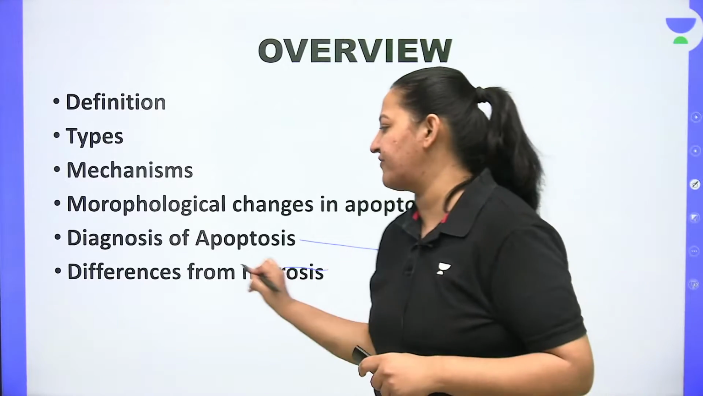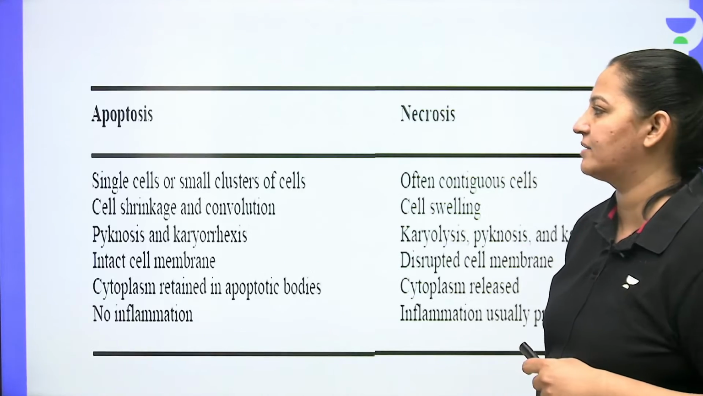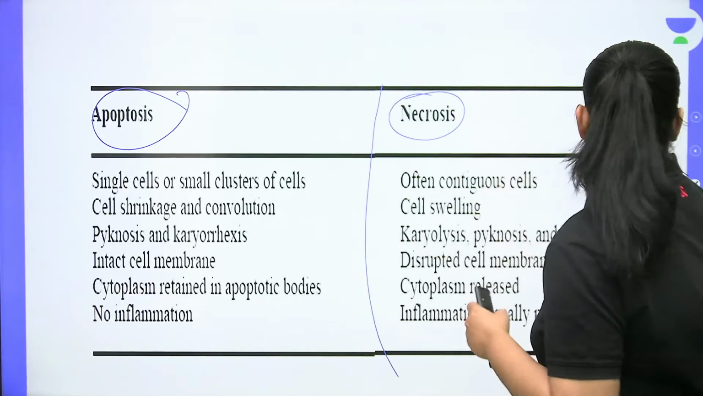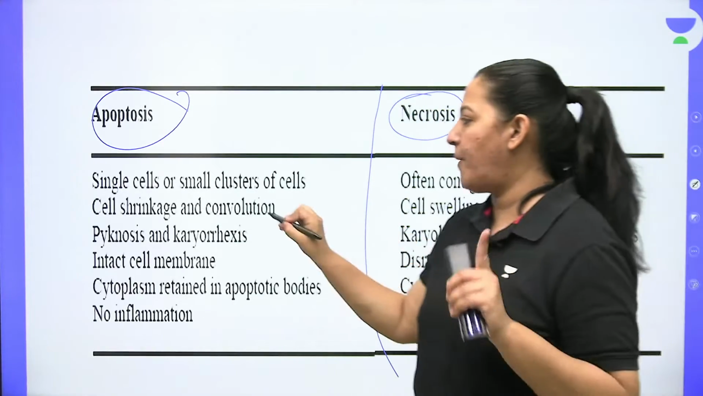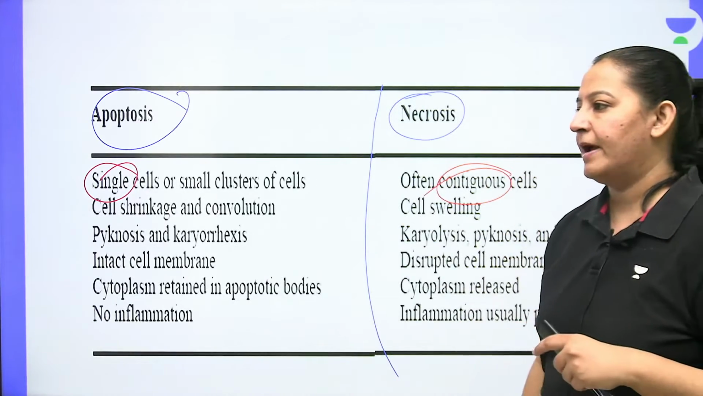Coming to the last point, differences from necrosis. Can you differentiate apoptosis from necrosis? What are the points? How many points are there? So this is apoptosis, this is necrosis, the two types of cell death. Can you tell me the differences? Apoptosis takes place in a single cell. Necrosis takes place in a cluster of cells. Everyone give me a thumbs up.